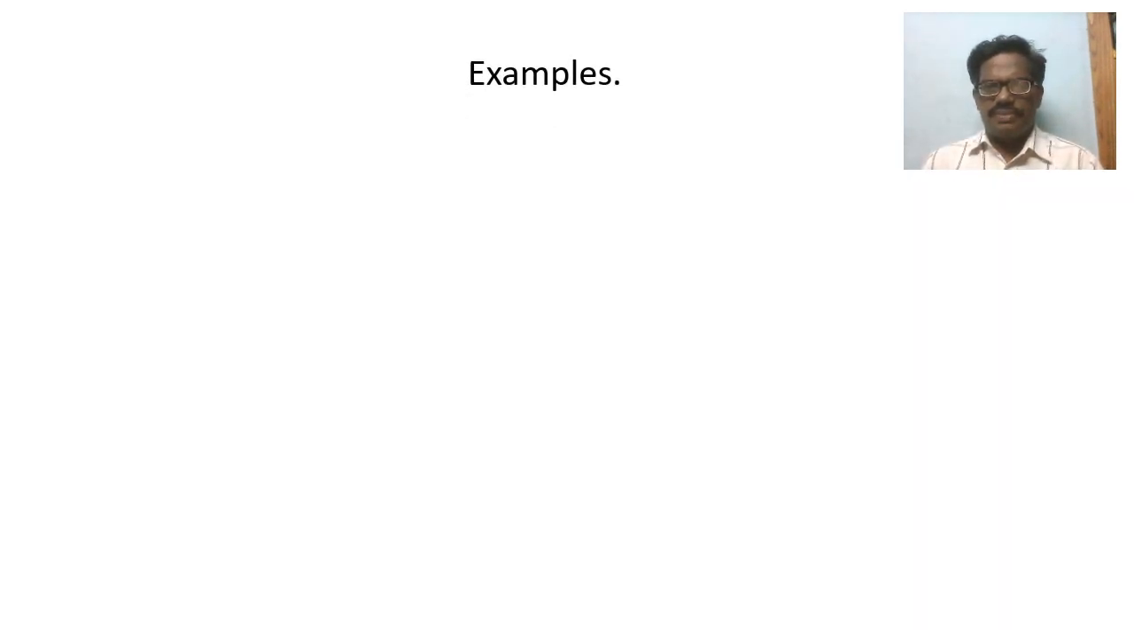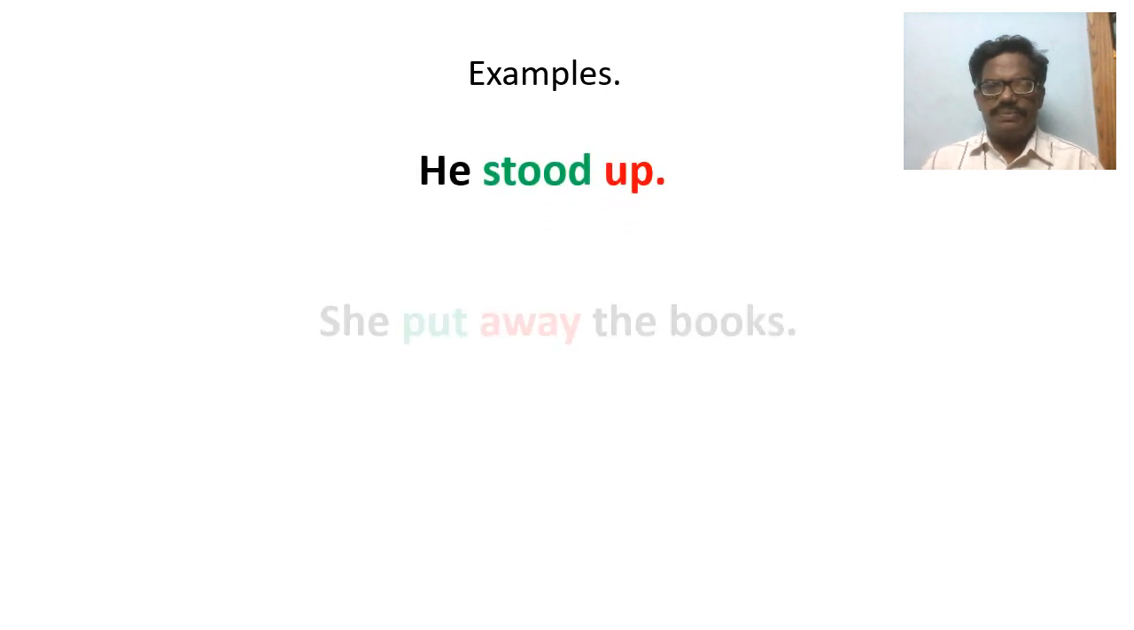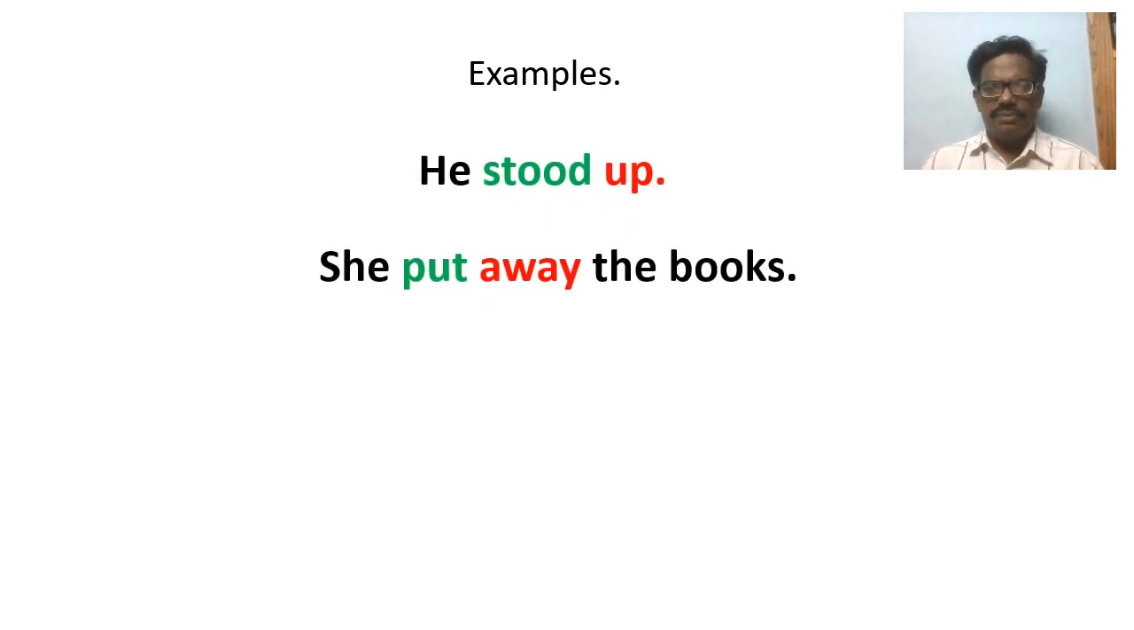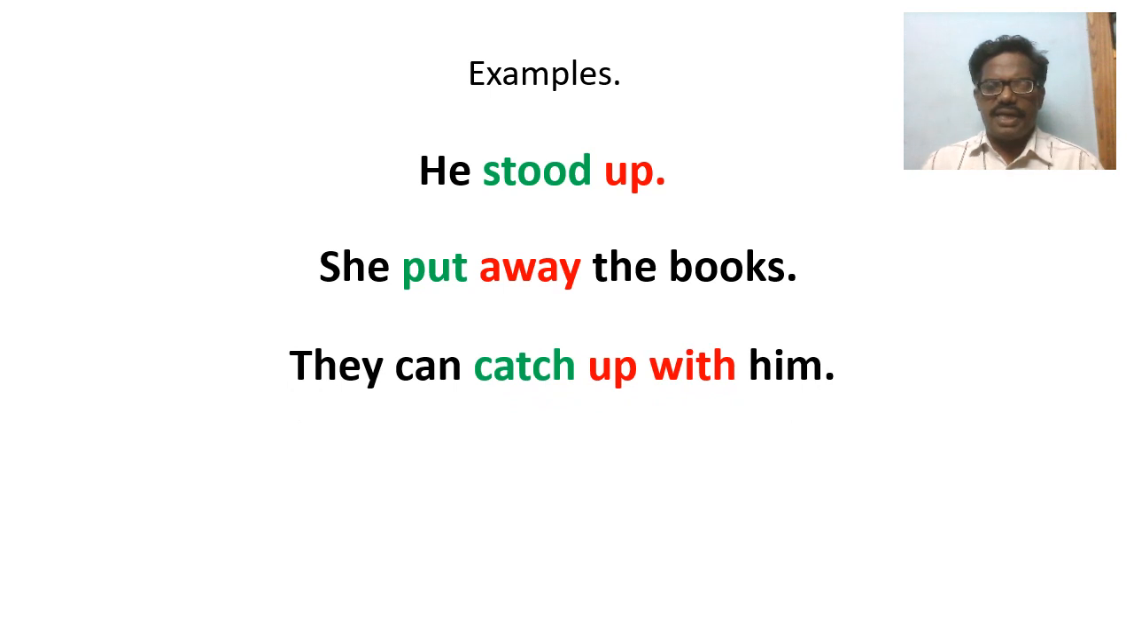Look at the examples. He stood up. She put away the books. They can catch up with him. In these examples, the words such as up, away, up and with are called particles. These particles are very much useful for identification of different forms of multi-word verbs. Let us see how these particles are helpful.